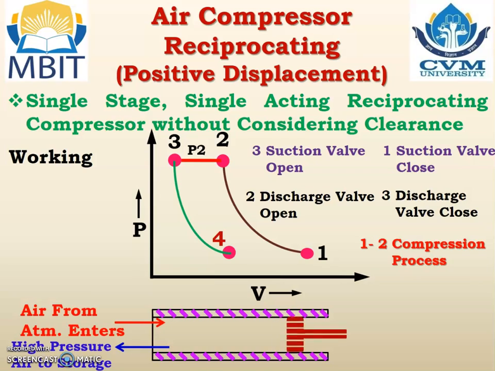Now the piston moves from left hand side to right hand side, and air from the atmosphere enters between point number 4 and point number 1. Actually, it should enter between point number 3 and point number 1, but it enters between point number 4 and point number 1 at pressure P1, that is the atmospheric pressure. So this is the PV diagram for a single stage, single acting reciprocating compressor considering clearance.